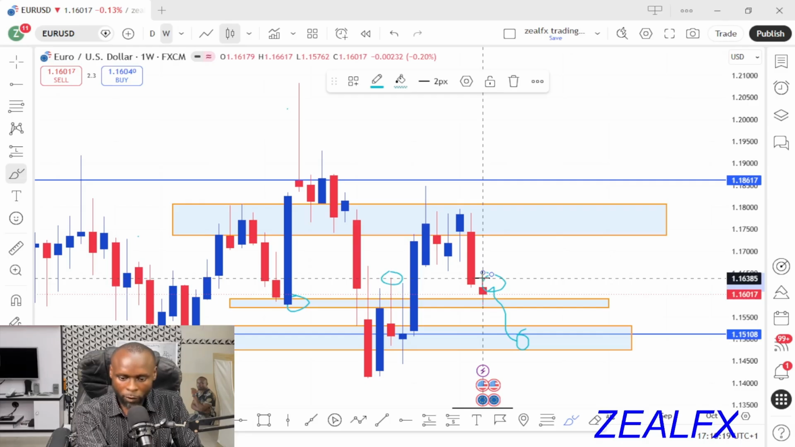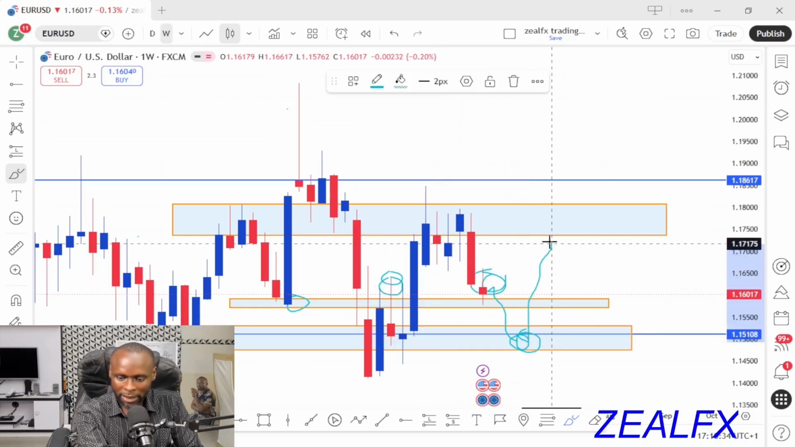So if we are looking for any means for buyers, it will be better to buy from this level. But we can't buy from this area. This area still remains a resistance area for us this week. So it's better we look out for buys from this level and look out for sells from this area.